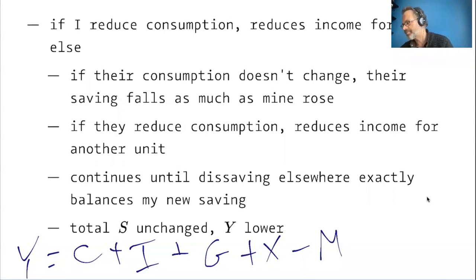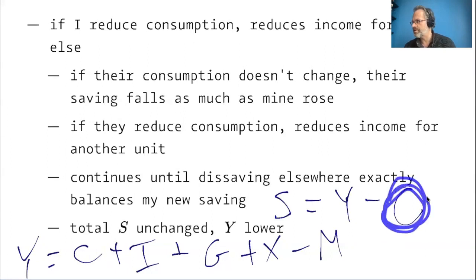Now, if we say S equals Y minus C, you try to increase your savings by decreasing your consumption here. But the effect of that is simply to decrease Y. And the effect of that is that C and Y go down by the same amount and S is unchanged. That's part of the conceptual underpinning of the multiplier.